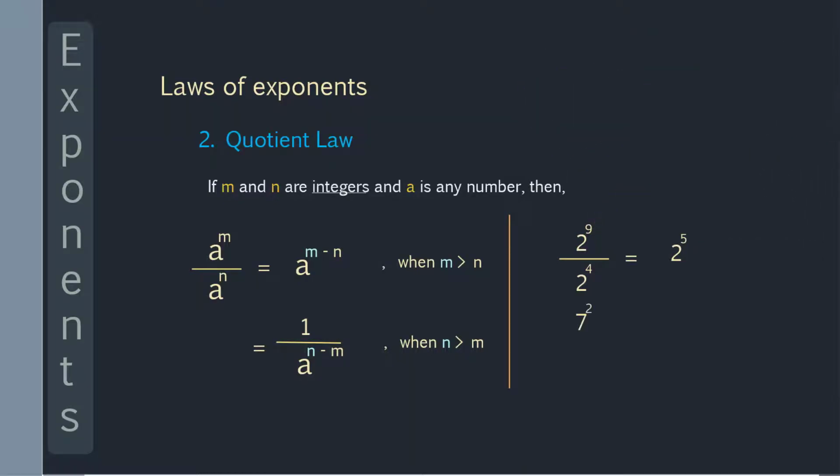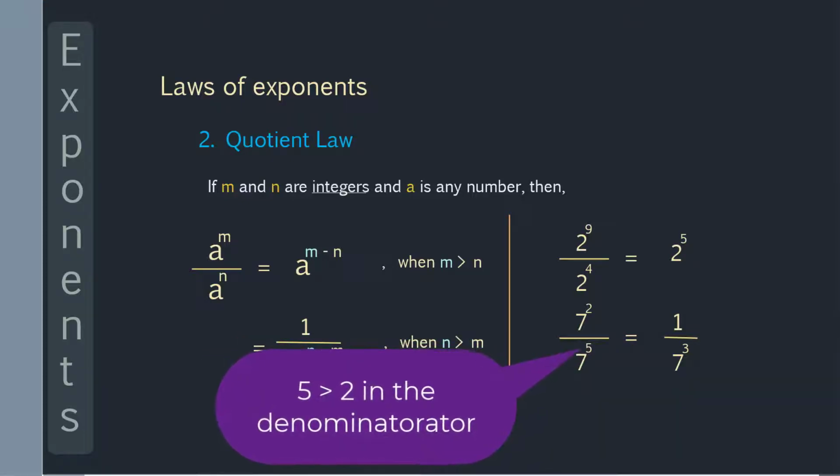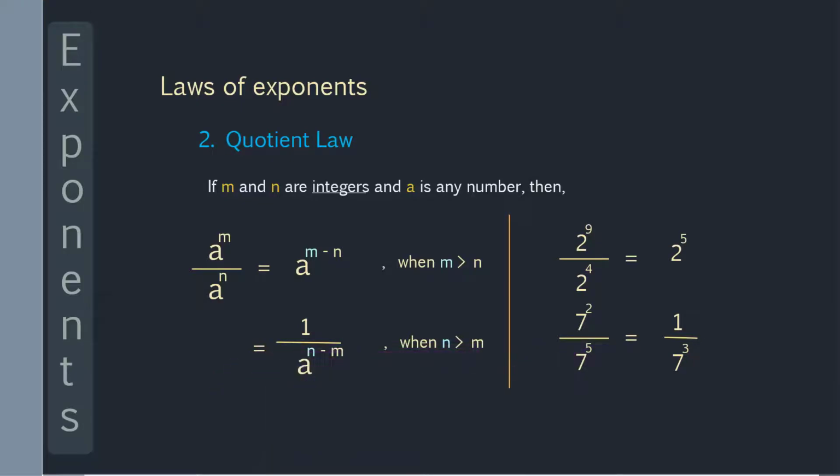Another example is 7 square by 7 raised to 5 is equal to 1 by 7 raised to 3. In this case, the power in the denominator is more than the power in the numerator. By the way, I hope you might have noticed that if the power of the numerator is bigger, then the quotient will be in the numerator. And if the power in the denominator is bigger, the quotient will be in the denominator. Consider 7 square by 7 raised to 5.